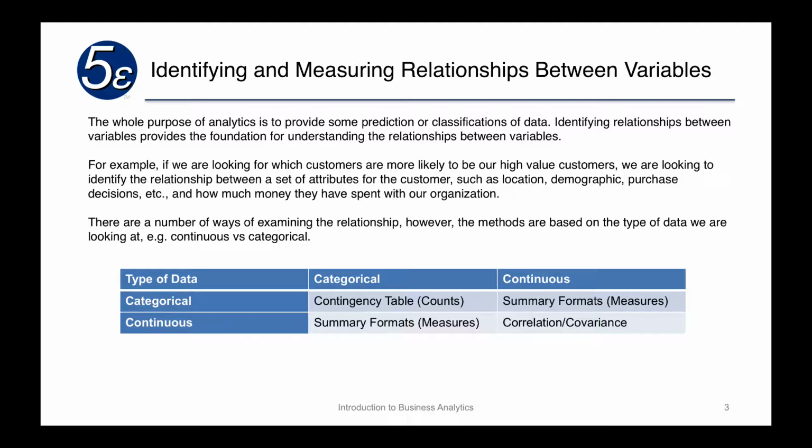Now, there are a number of ways that we will do this. If we have two variables that are both categorical, then we're going to use contingency tables, which are basically counts. If both variables are continuous, then we're going to use correlation and covariance, which is a mathematical formula that will tell us how strong these relationships are. And if we have a combination of the two, then we may use some summary formats and measures that will give us an indication of what's happening.